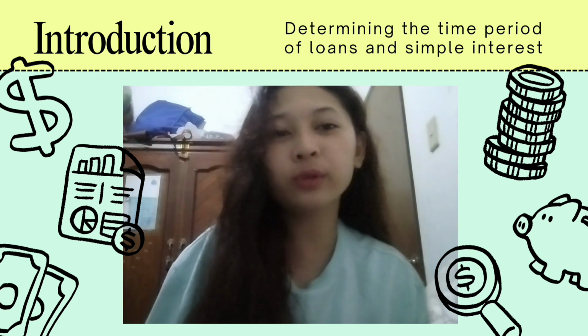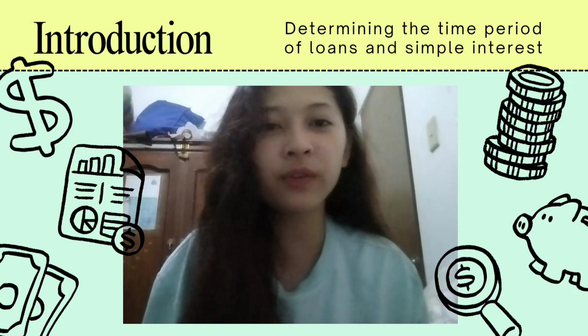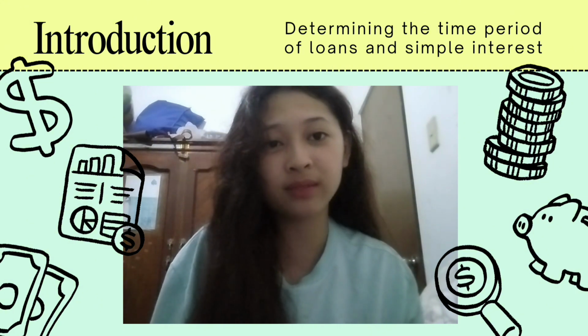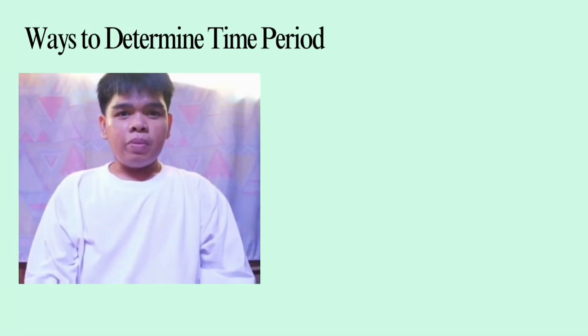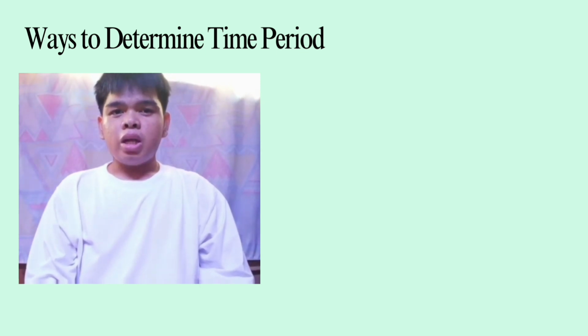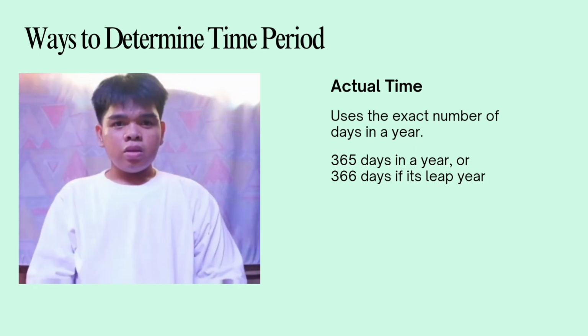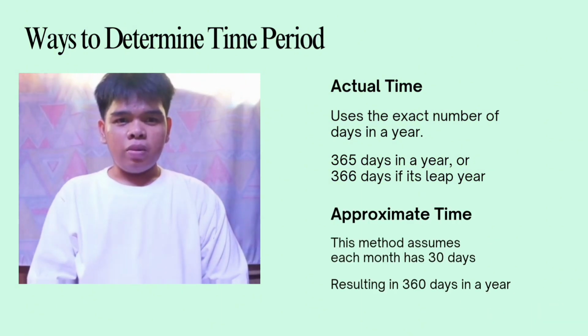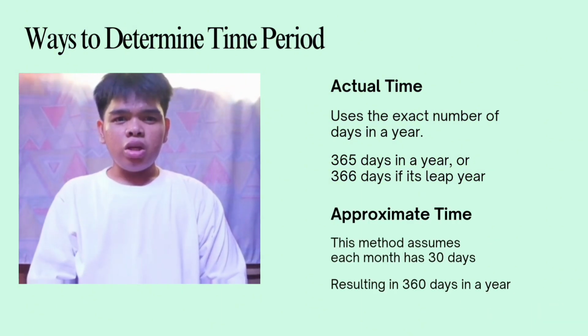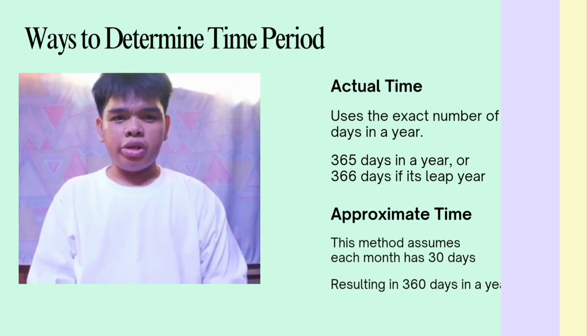Today, we are going to learn how to determine the time periods for loans and compute simple interest. Ways to determine time period. There are two main ways. First, actual time. This method uses the exact number of days in a year. Typically, there are 365 days in a year and 366 in a leap year. Second, approximate time. This method assumes each month has 30 days, resulting in 360 days in a year.